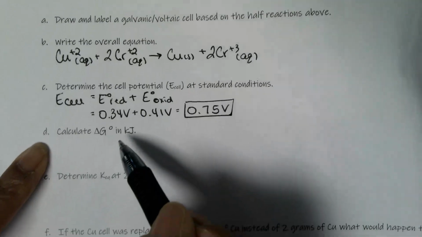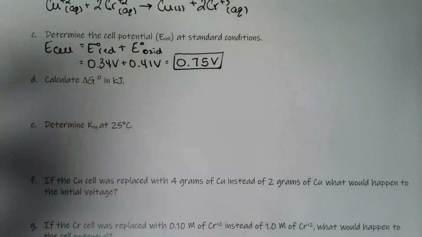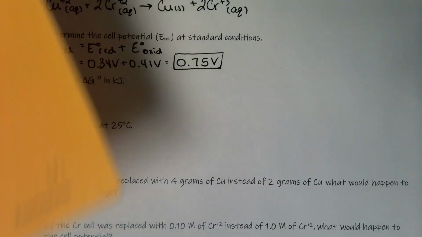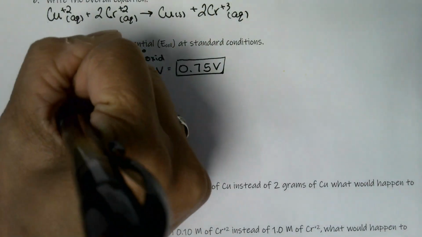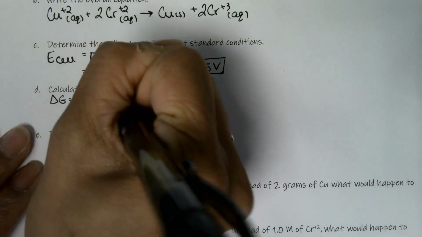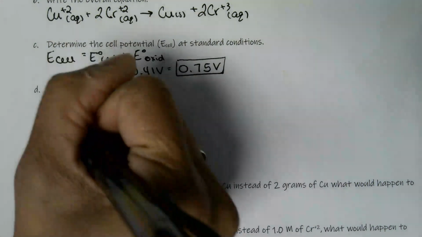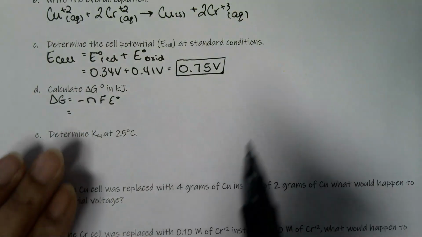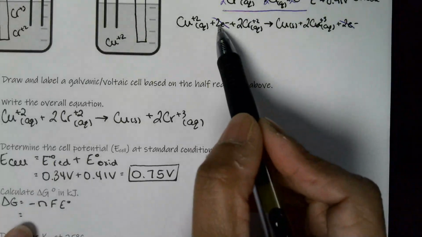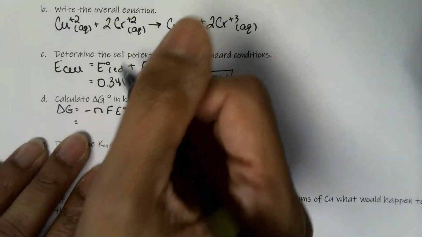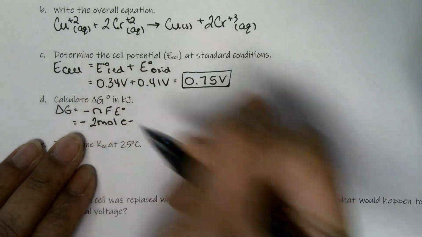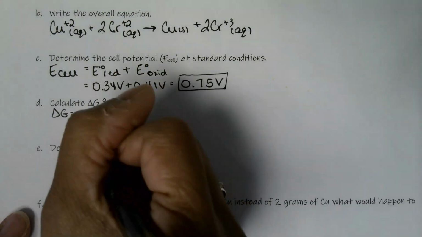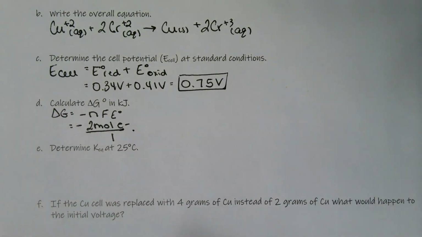Now I want to figure out my Gibbs free energy from this. So from Gibbs free energy, I can come over here and know that this is the equation that I need. So I need delta G is equal to negative N F E. Recall that N is the number of moles of electrons. So I had 2 moles of electrons here. I'm going to put that right here and continue on that negative. So 2 moles of electrons. I know I need to start canceling out some units, so I'm going to put this over 1 just to make sure I've got it.